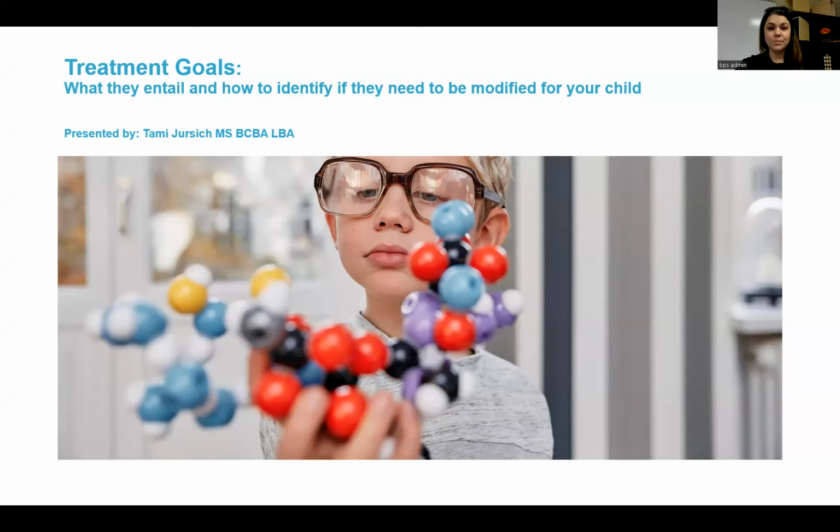Hello, everyone, and welcome to our January Parent Resource Group meeting. This meeting is going to discuss treatment goals, what they entail, how you identify them, and if they need to be modified.